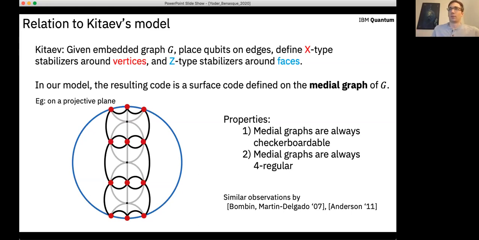Some important properties of medial graphs are that they're always checkerboardable, and medial graphs are always 4-regular. Their vertices are all degree 4. So if your graph has those properties, then it's a homological code. I should say it's if and only if. So if your graph has those properties, it's a homological code, but otherwise it's something that's outside this homological model.